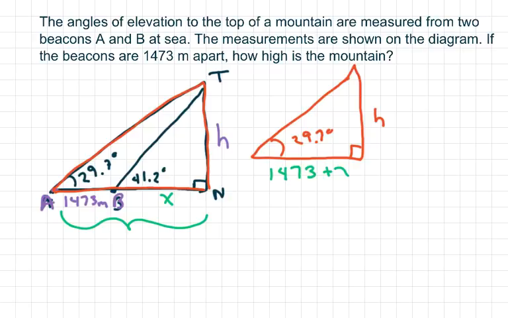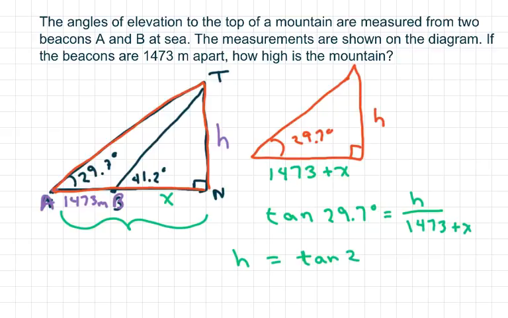1473 plus x. Now I'm going to use my tan function, because we know this is opposite over adjacent. So tan of 29.7 degrees equals opposite, which is your height, over adjacent, which is 1473 plus x. Now I'm going to cross multiply, and I get h equals tan of 29.7 times 1473 plus x. So here I solved for h.